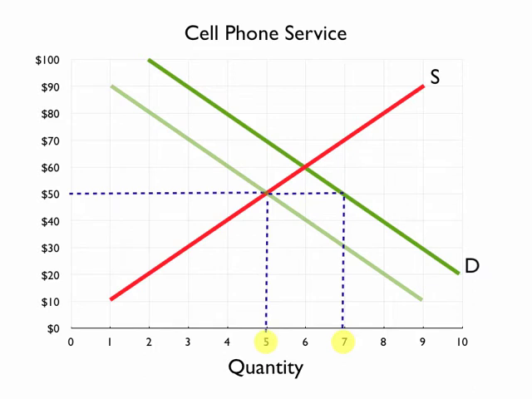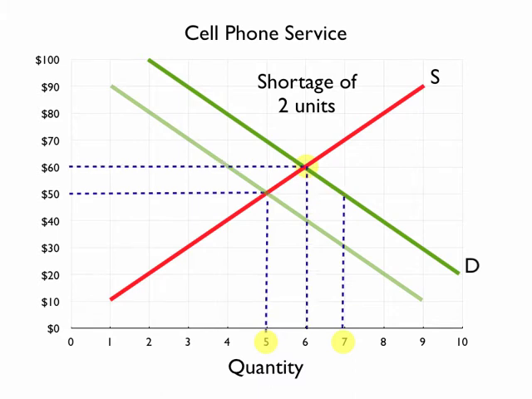So 7 customers would show up to buy cell phone service, but only 5 units would be available or supplied. In order for the market to return to equilibrium, we would have to go to a higher price. We currently have a shortage of 2 units. That higher price would be up at this new level, at $60 with a quantity of 6 units.